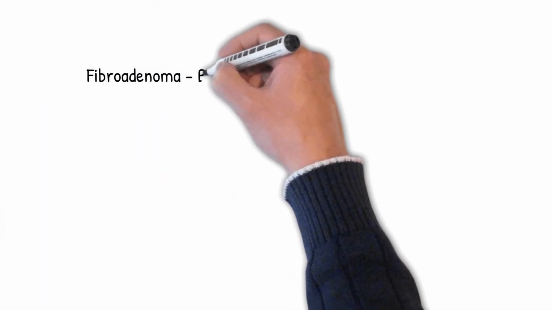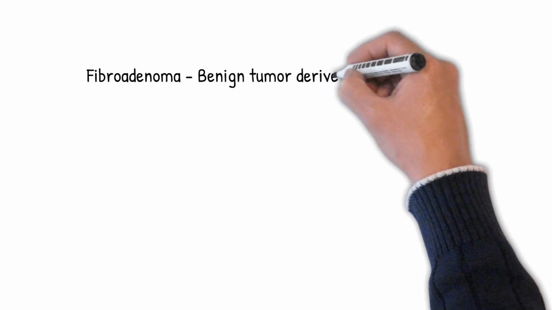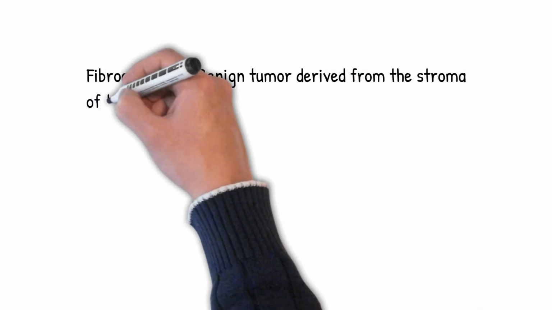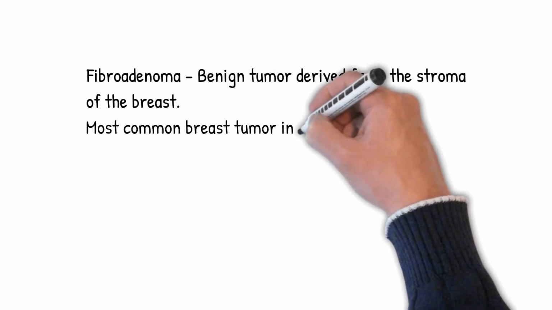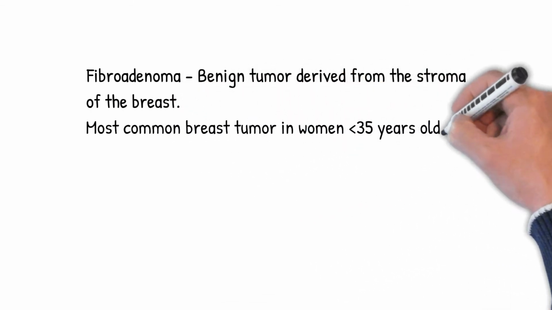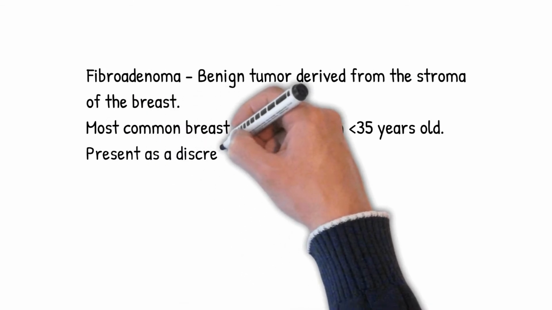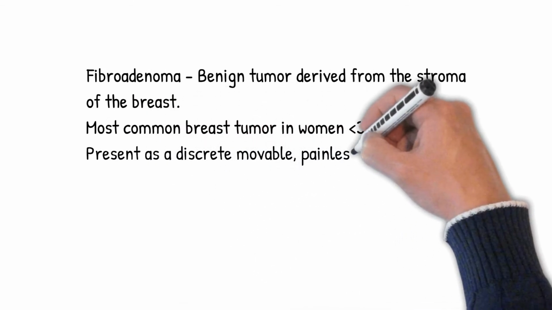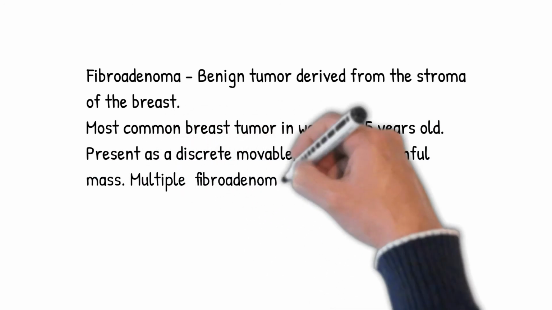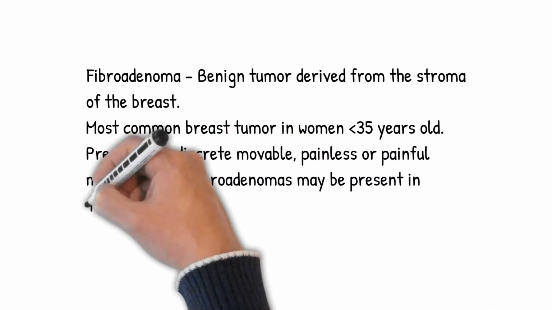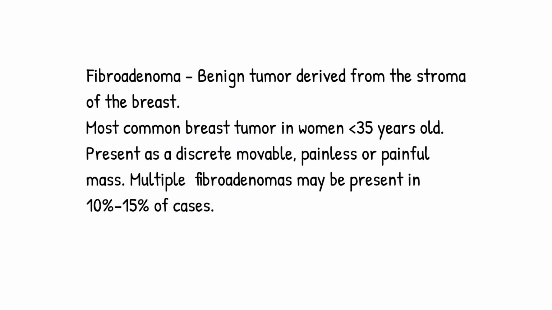Fibroadenoma is a benign tumor derived from the stroma of the breast. Most common breast tumor in women less than 35 years old. Fibroadenomas develop in 50% of women who receive cyclosporin after renal transplantation, and present as a discrete, movable, painless or painful mass. Multiple fibroadenomas may be present in 10% to 15% of cases.